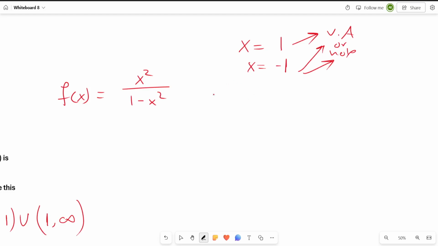Okay, to determine this, I need to see: is there any common factor for these x's that will cancel from the numerator or denominator? If I wrote this as x squared and factorized this part, this is a difference of two squares. So the factorization looks like this: 1 plus x into 1 minus x. So this is one factor, this is the other factor. These are the denominator factors.